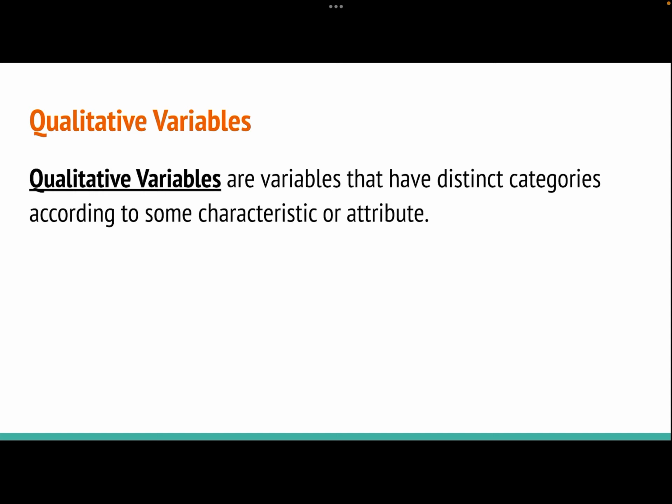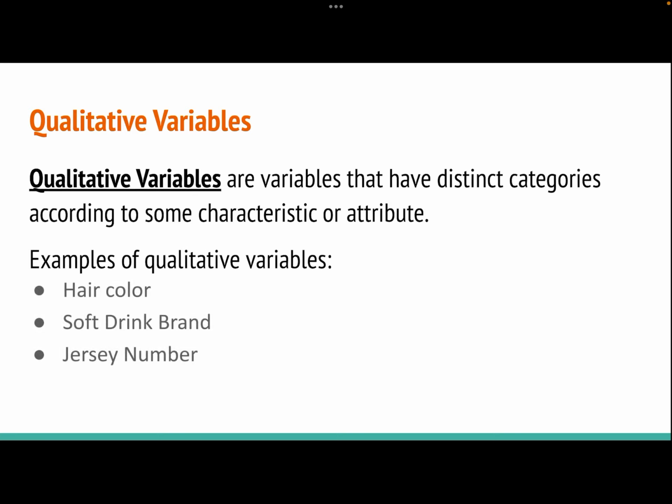So first, let's look at the different types of variables. There are two different types of variables that we can have. We have qualitative variables, which are variables that have distinct categories according to some type of characteristic or attribute. Some examples of those are going to be things like hair color, soft drink brands, and jersey numbers.